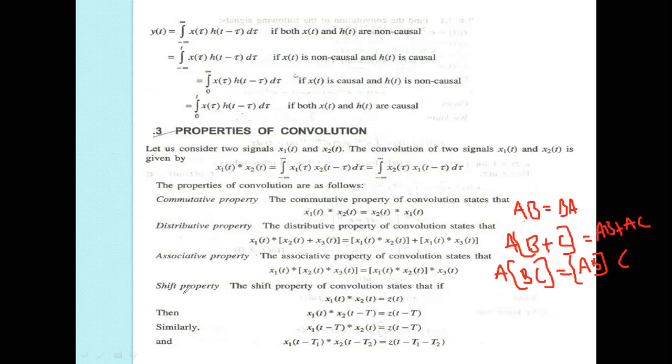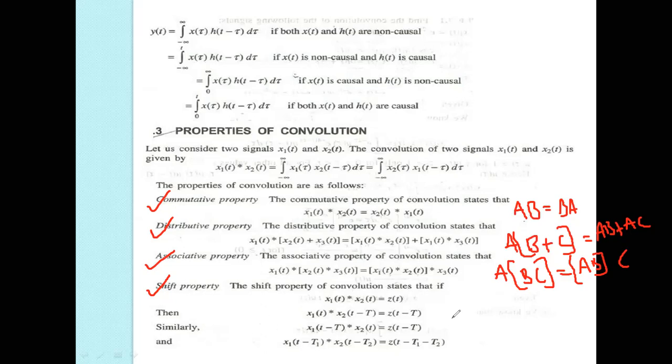Okay. And another property: the first one, commutative property, distributive property, associative property, and shift property. The shift property of convolution states that if x1 of t convolution x2 of t is equal to z of t, then x1 of t convolved with x2 of t minus t, where the second signal is shifted by t samples, the output is also shifted by t samples. Even if the first signal is delayed by t samples, the output is also delayed by t samples. It's time invariant.